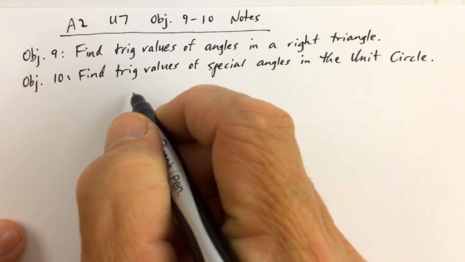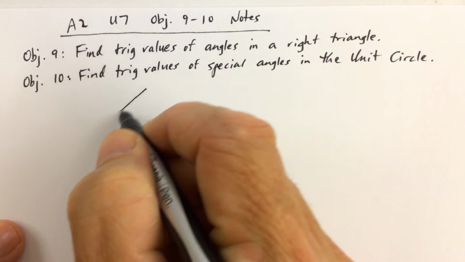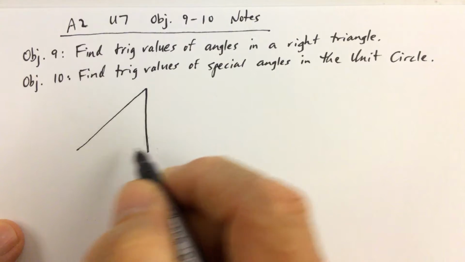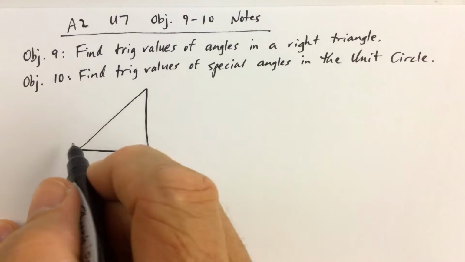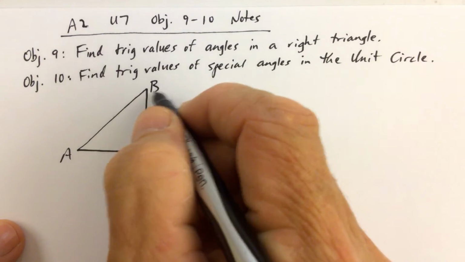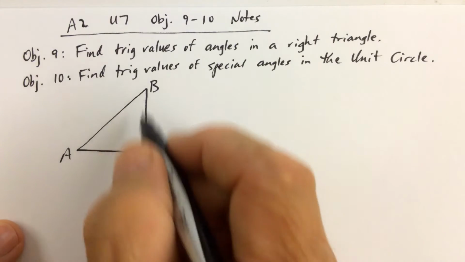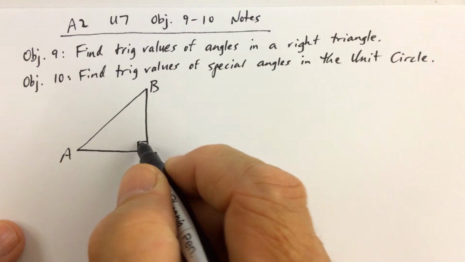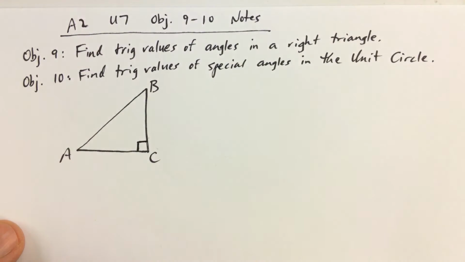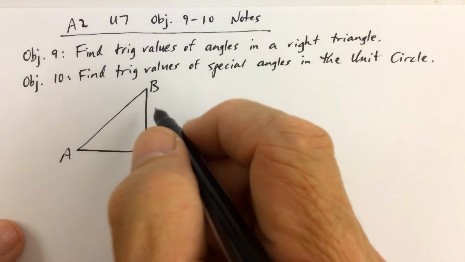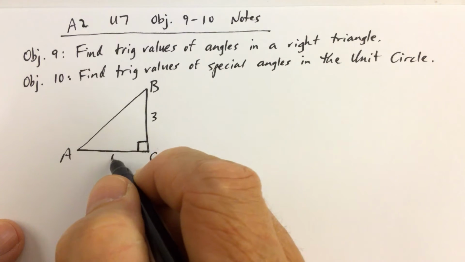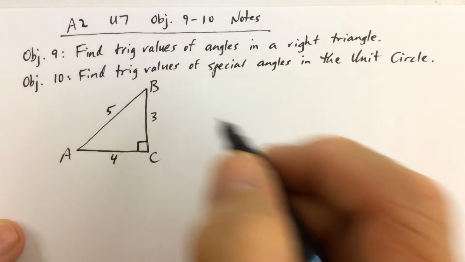And so for objective 9, let's go ahead and draw a right triangle. It's not necessarily any special right triangle, but let's label the angles as angles A, B, and C. And let's let angle C be the right angle. So we have a right triangle, and let's go ahead and label the lengths of the sides of the right triangle 3, 4, and 5.